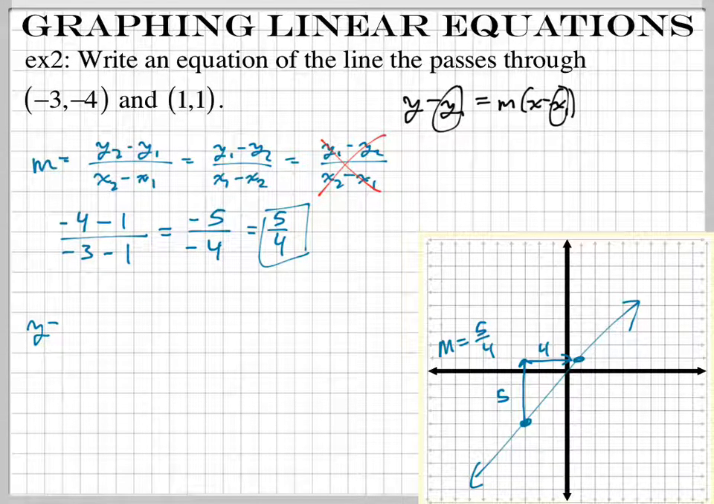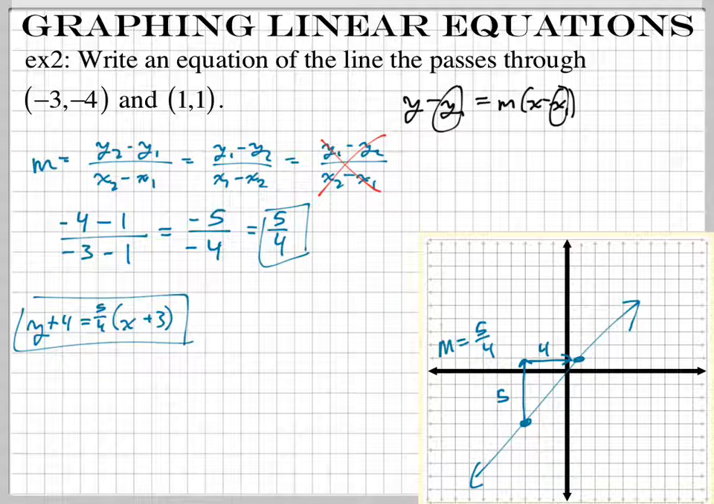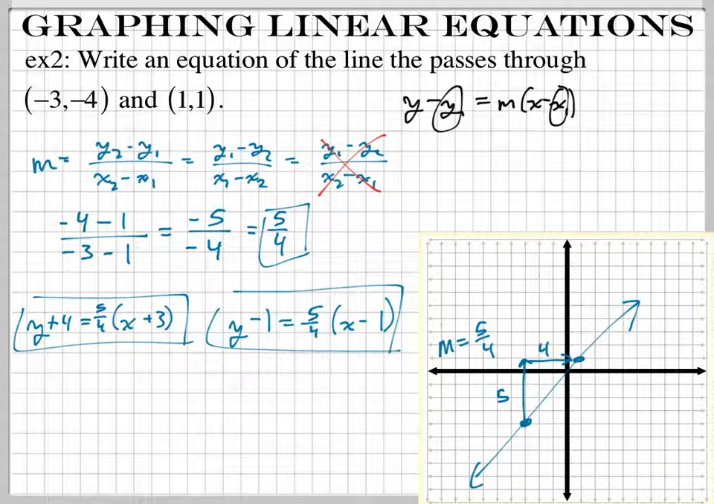And so let's pick this first one right here. That would be y minus -4, but we wouldn't write that. We'd write +4, and that would equal 5/4 times x plus 3, because it says -3. Now this is point-slope form, and that's correct. But can you pick the other point? Absolutely. y minus 1 equals 5/4 times x minus 1, because that's the other x. So we have 2 different solutions if you leave it in point-slope form.